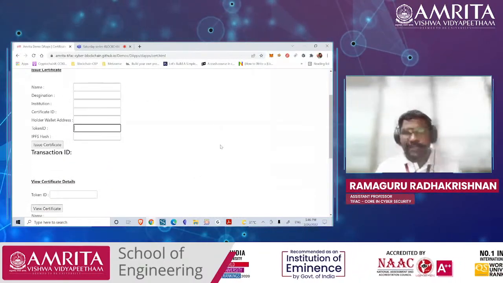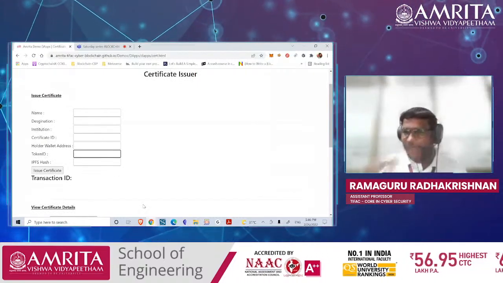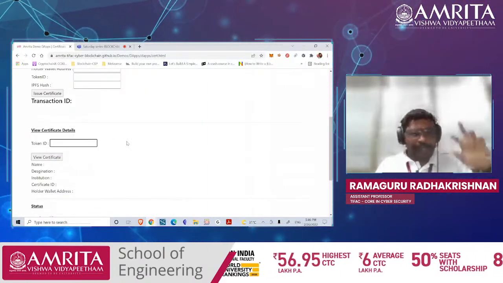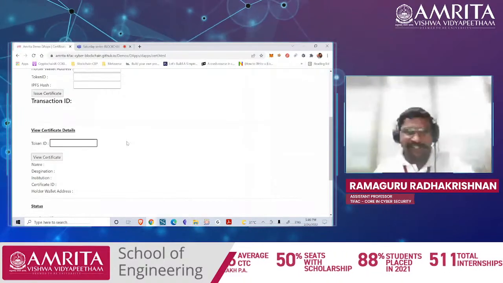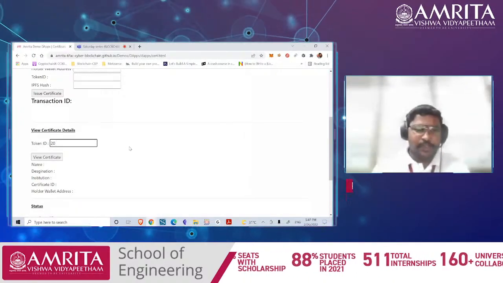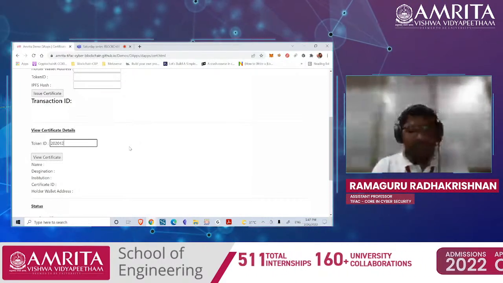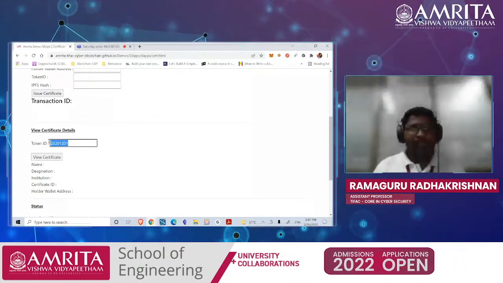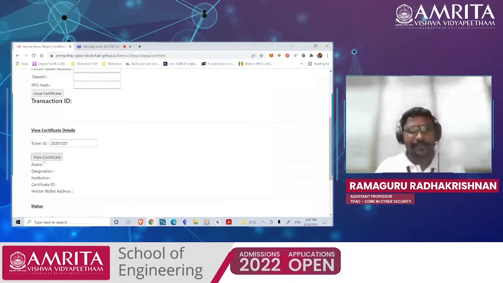Considering the time, I am not going to show how I will issue the certificate because it will take quite some time. So I'm just going to show the details that I've already stored, some of my previous details. I'm just going to show the sample data that I stored when I conducted my previous webinar. So this is the token ID, or in simple terms, the certificate ID.